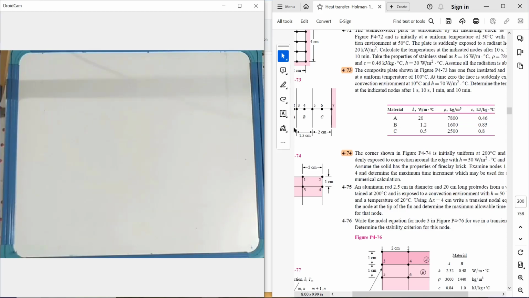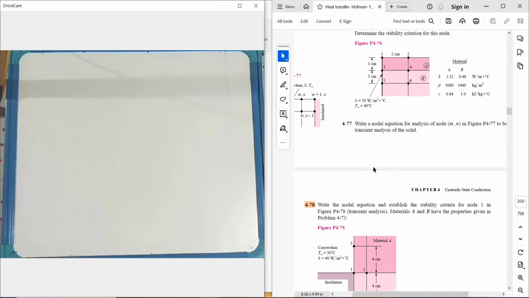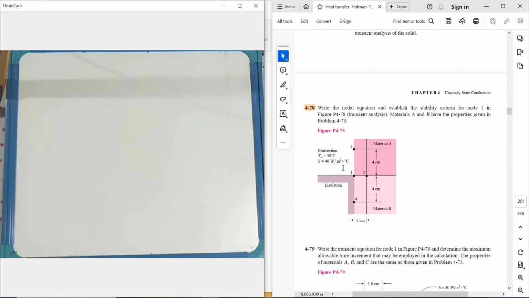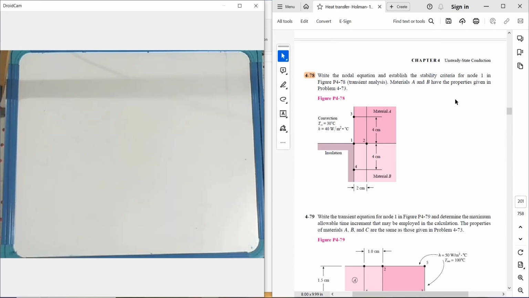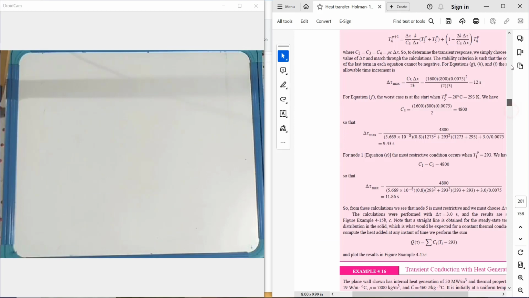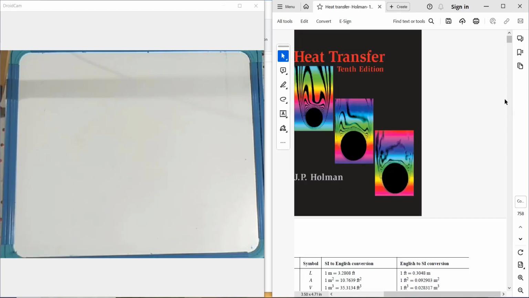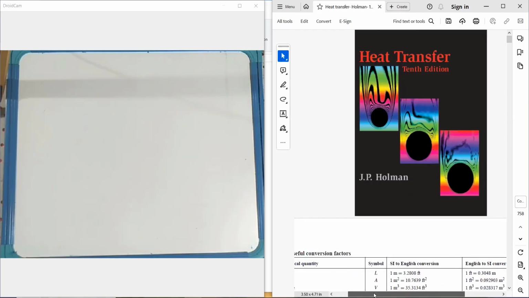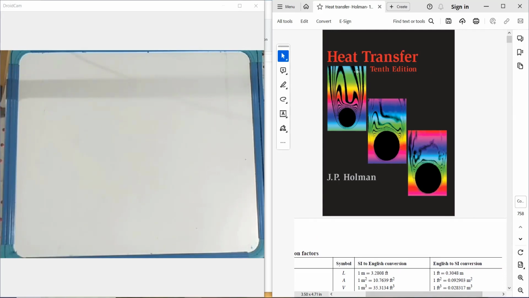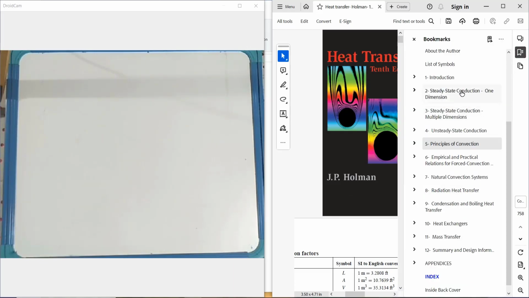I'm here to solve another problem. This problem would be number 78 from chapter 4, page 201. But first, let me introduce again the reference book, which is Heat Transfer, 10th edition, from J.P. Holman. This book has a lot of interesting chapters.